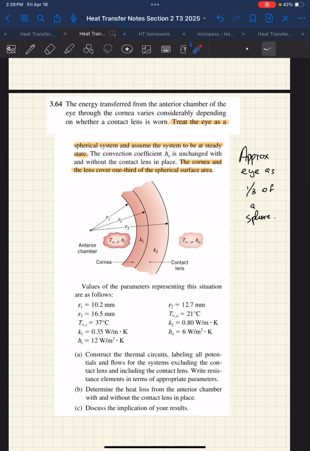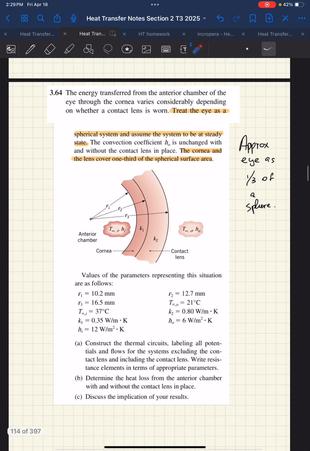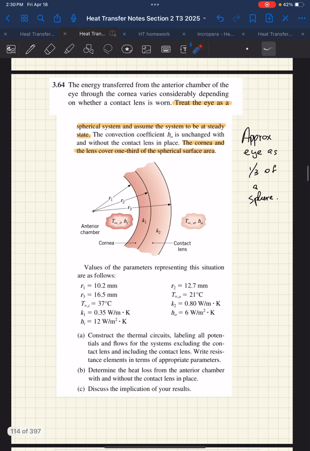All right, so let's look at the contact lens question. They're asking you, the energy transfer from the anterior chamber of the eye through the cornea varies considerably depending on whether a contact lens is worn. Treat the eye as a spherical system, assume the system to be steady state, and then they say the cornea and the lens cover 1/3 of a spherical surface area. So that's kind of a hint. Basically, they're trying to tell you to approximate the eye as 1/3 of a sphere.